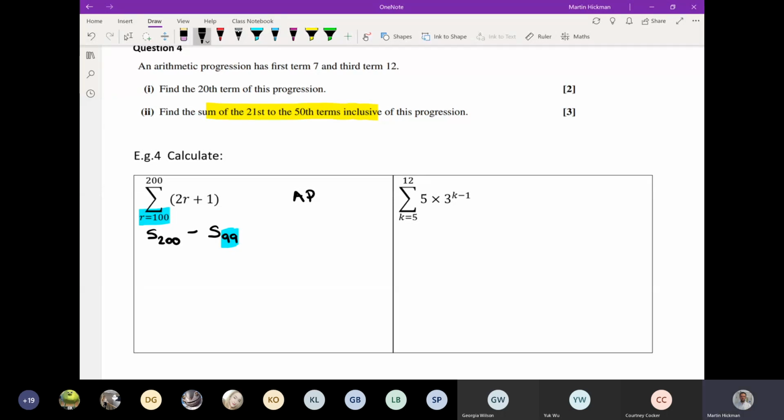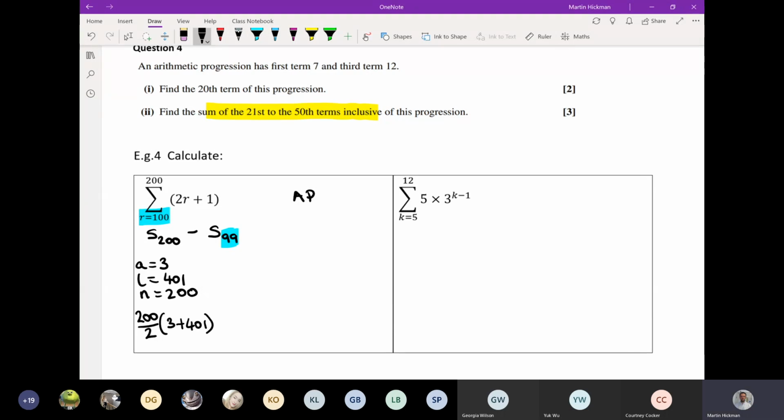So first I'm going to find the sum of the 200 terms. In that case, a is going to be 3. That's the first term of our sequence, just sub in r equals 1, 2 times 1 plus 1. The last term of the sequence is when r equals 200, so 2 times 200 plus 1 is going to be 401. And then n is going to be 200. There's 200 terms, so I'd do 200 divided by 2 times the first term plus the last term.